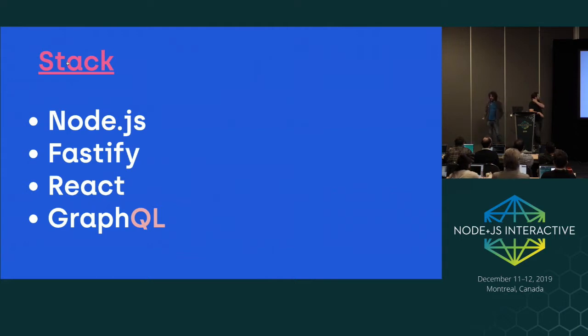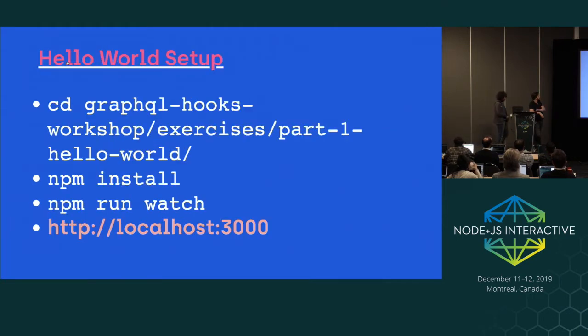And we're going to use React, React Hooks. Has anyone heard of React? And we're going to use some GraphQL stuff. So the first thing you do is go to the exercise folder, part one, hello world, run npm install, and run npm run watch, so it automatically restarts when you make changes and you don't need to restart the process manually. npm install takes a little while because of the Wi-Fi. Then you want to go to localhost 3000.